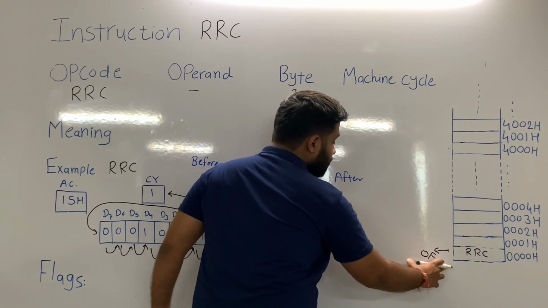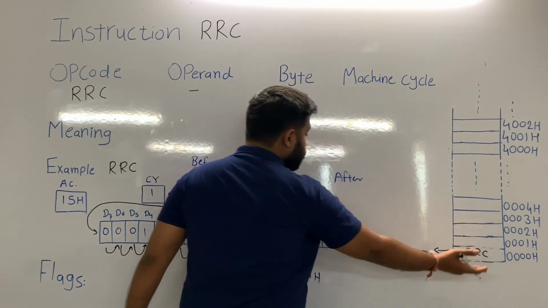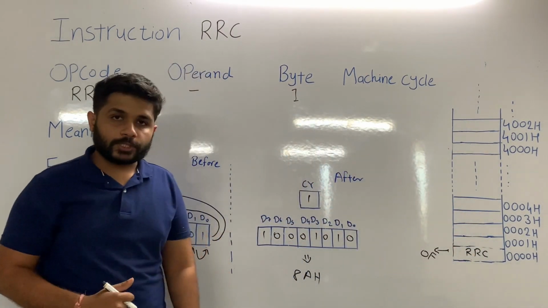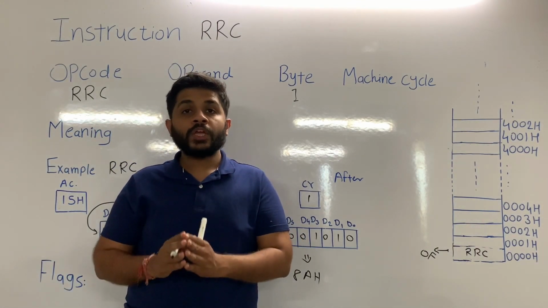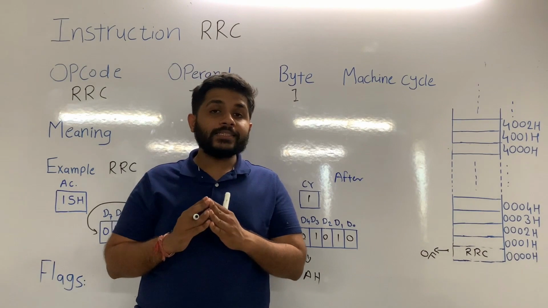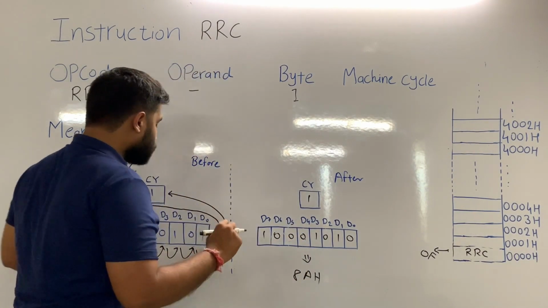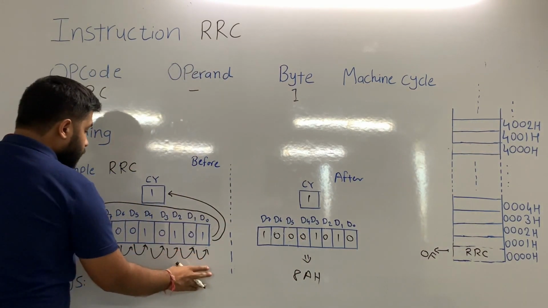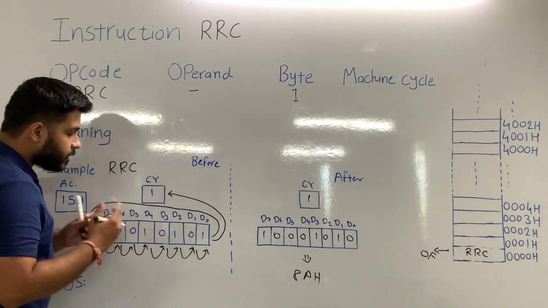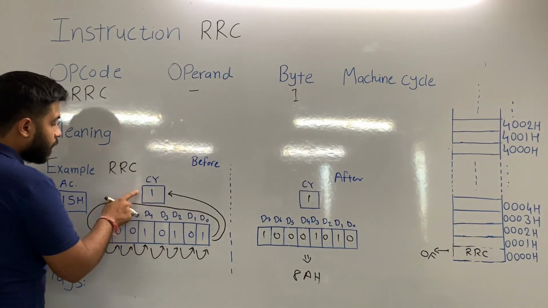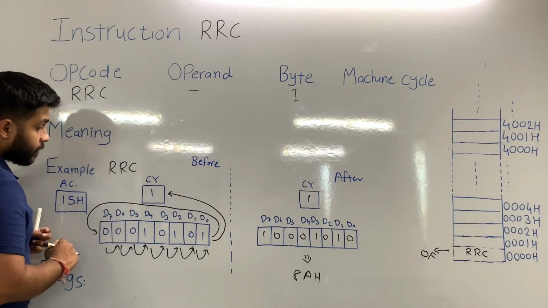When opcode fetch is performed, this whole instruction will be transferred to the microprocessor. The microprocessor will decode that instruction and execute it. During the execution, what is happening? You can see that the content of accumulator is shifted right. It means the content of accumulator is changing as well as the content of carry is changing.